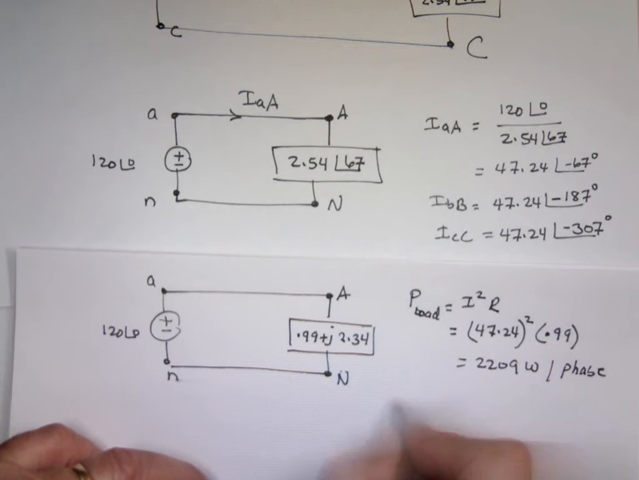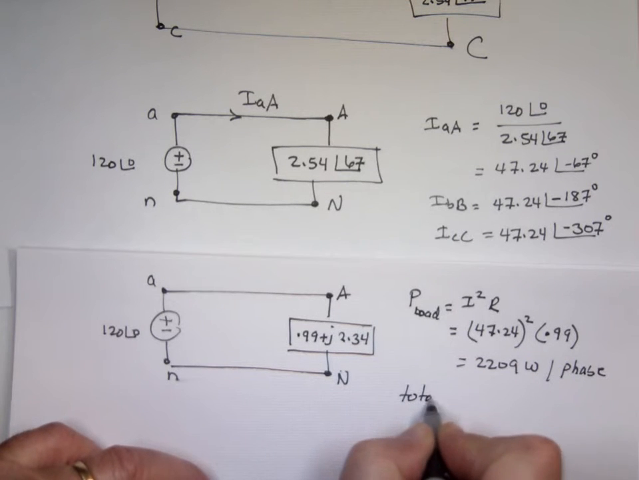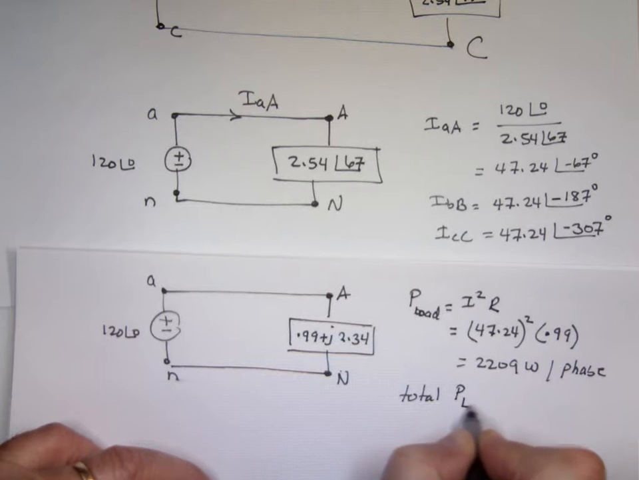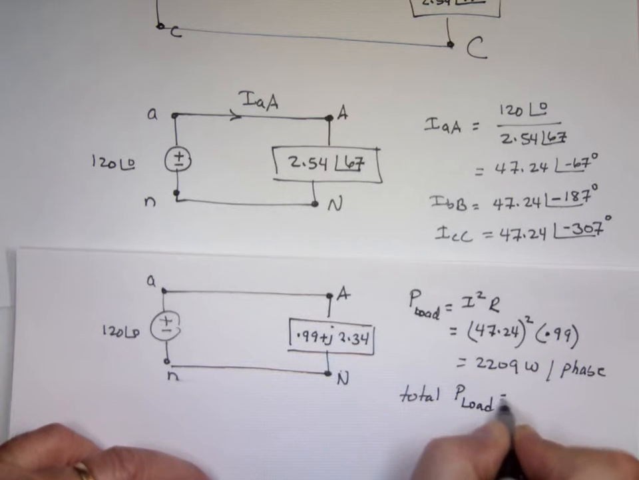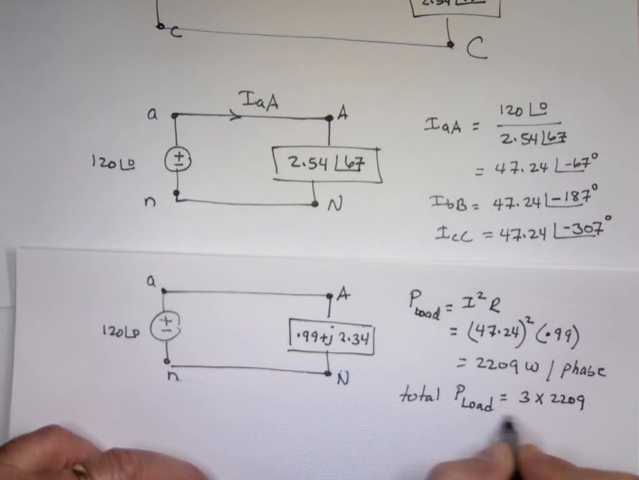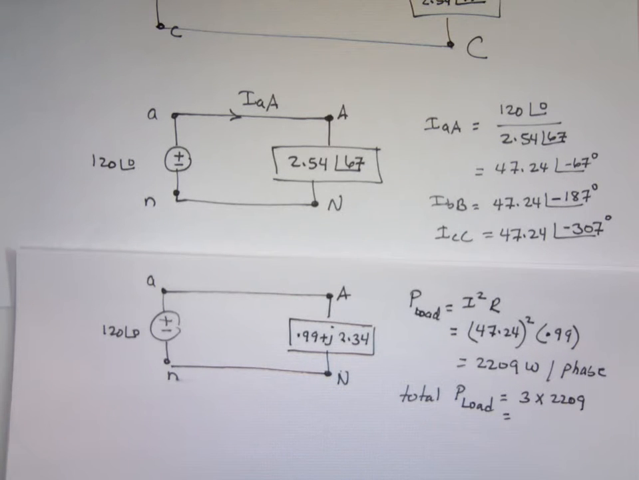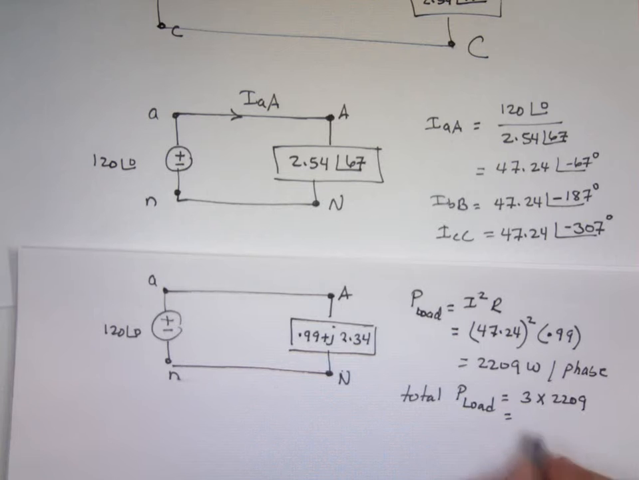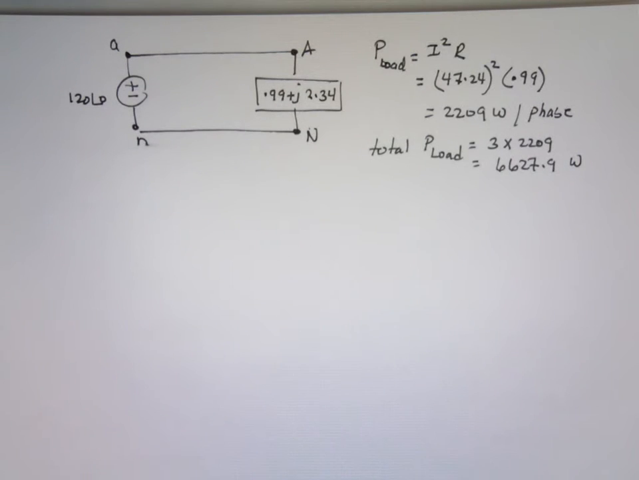The total power to the load is going to be 3 times that number. 3 times 2209, which is 6627.9. I'm carrying all the digits. Watts. That's the average power delivered to the load.